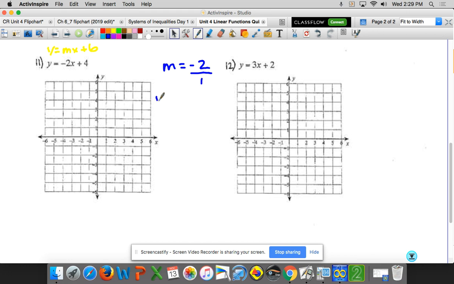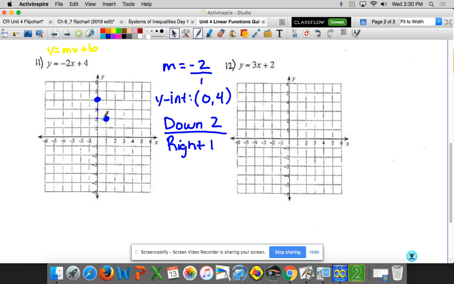So our y-intercept is 0, and then b, which is 4. So we're going to start there. So we're going to go to 0, 4, plot a point, and then we're going to use our slope, which is -2 over 1. In other words, we're going to go down 1, or down 2, I'm sorry, and then right 1. So down 2, right 1.